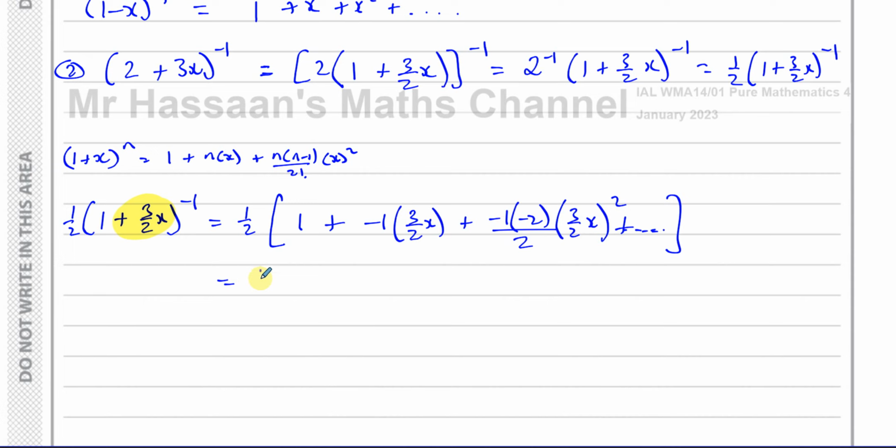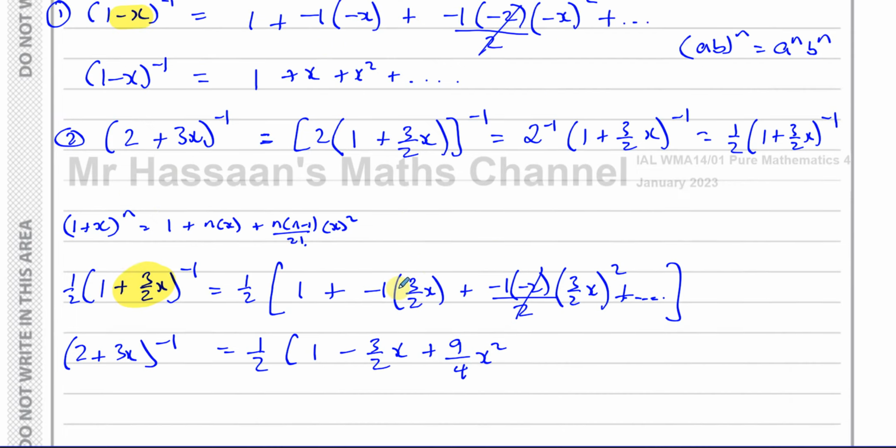So this is going to be a half, and you're going to have 1, and this is going to be minus 3 over 2x, and here you have a minus times a minus, which is a plus. The 2's cancel out. I have 3 squared, which is 9, over 2 squared, which is 4x squared. So this is our half times 1 plus 3 over 2 x to the power of minus 1. So this is basically what this part becomes. I'm going to write that this is the same as 2 plus 3x to the power of minus 1. That's what that becomes. This is the same as that, okay? We just rewrote it.